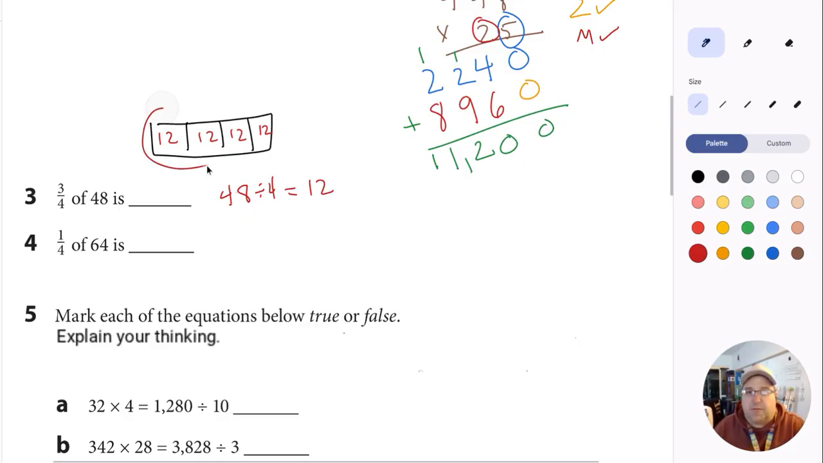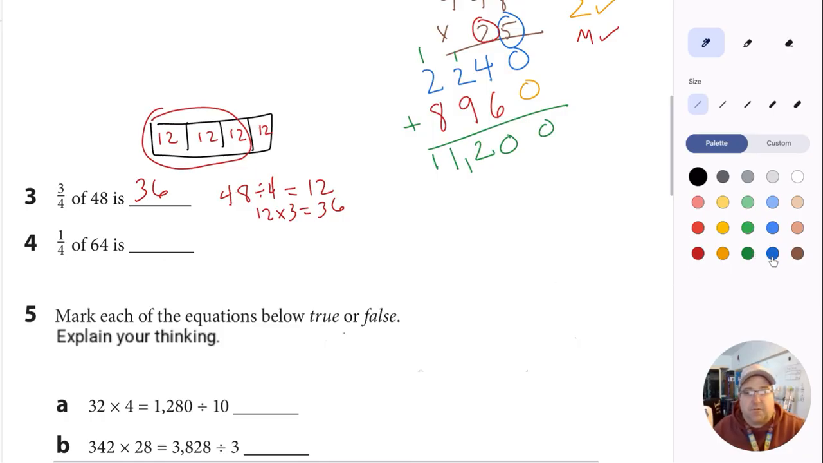But if I want 3 of those, now we're going to do 12 times 3, and that is indeed 36. Okay, so 36 is what we're looking for. You don't have to draw this picture every time, but I'm just giving you a little visual. And then this time we just need 1/4 of 64.